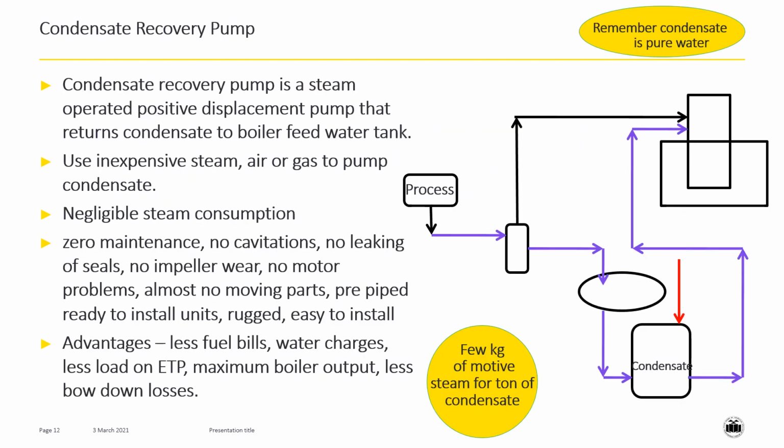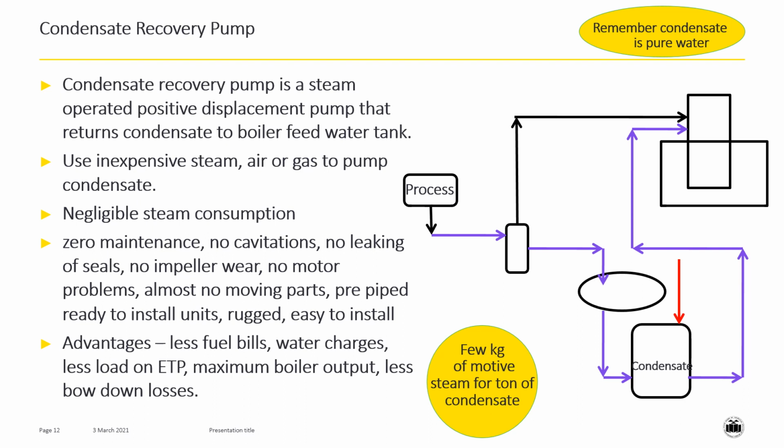Let us discuss condensate recovery pump. We need to recover the condensate as it is pure water and has a lot of heat associated with it. Condensate recovery pump is operated by steam or air or gas, and it is a positive displacement pump that will lift the condensate to boiler feed water tank.